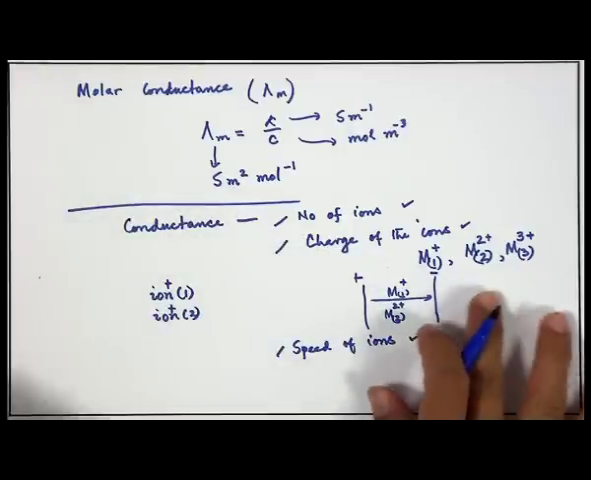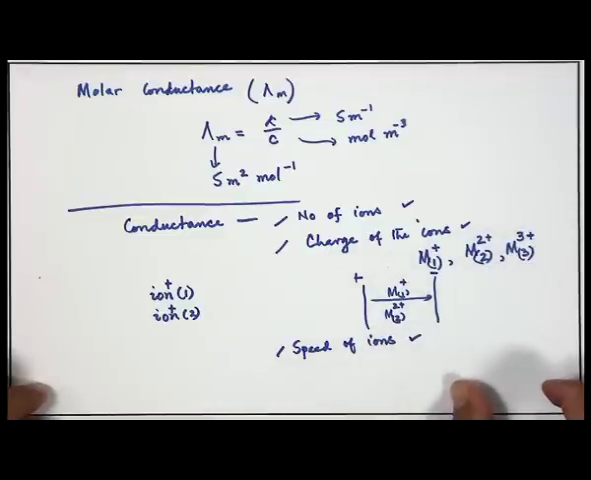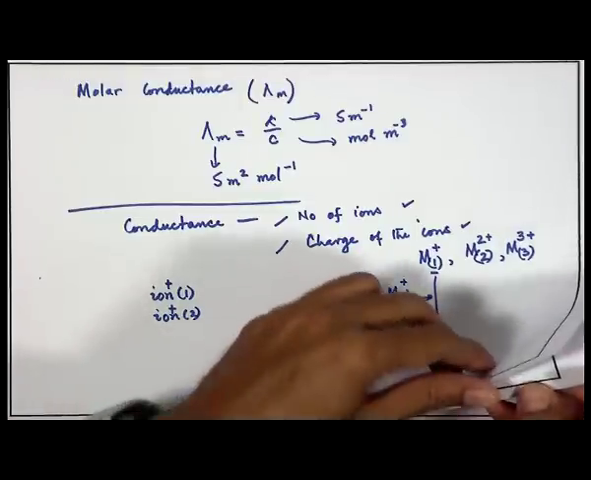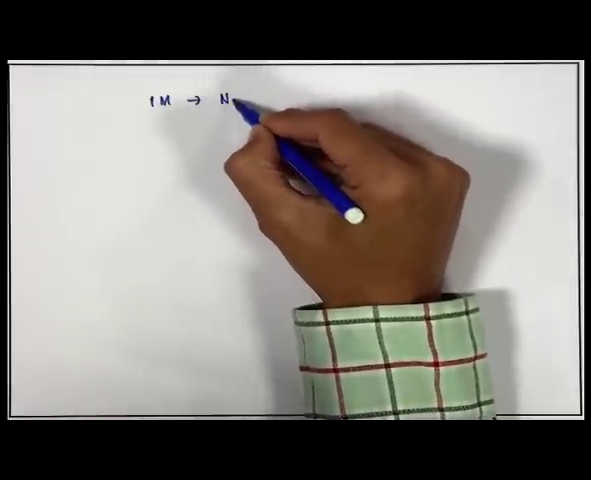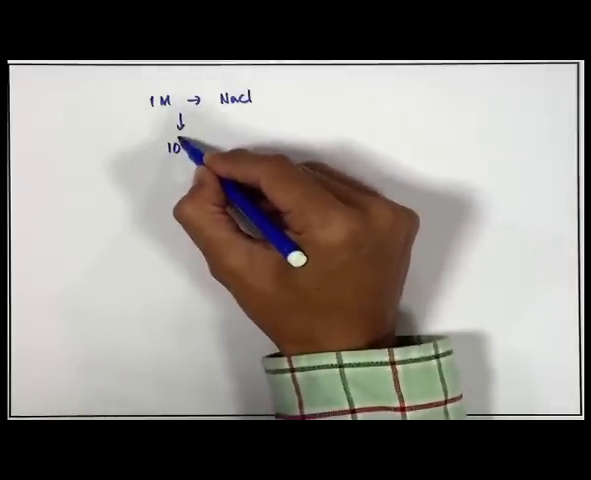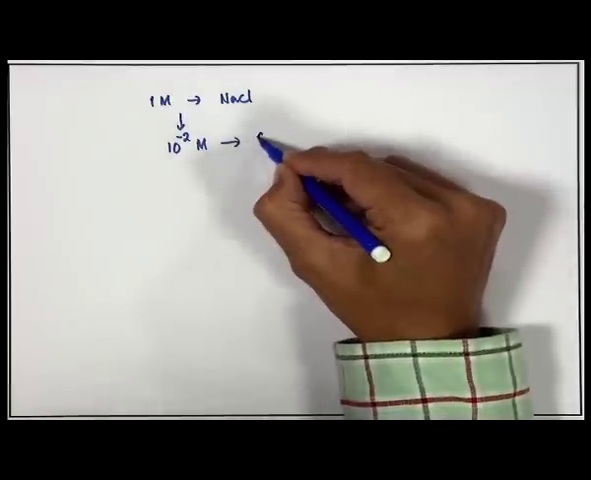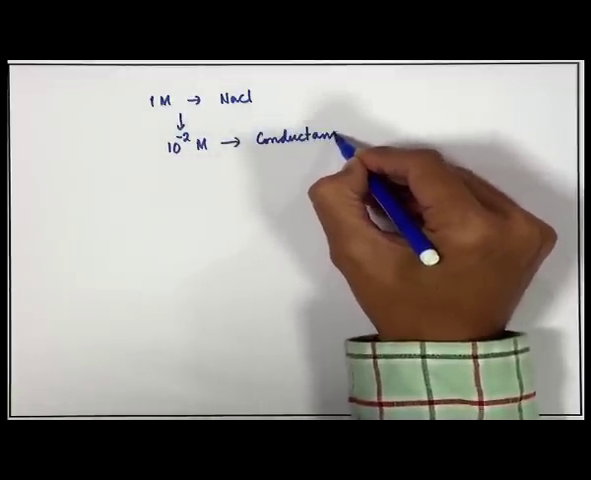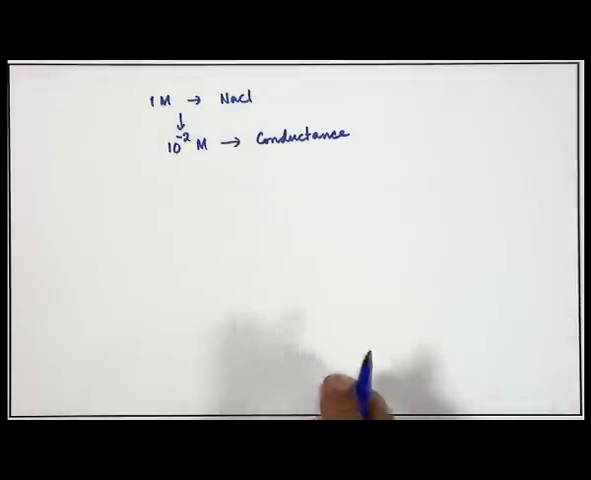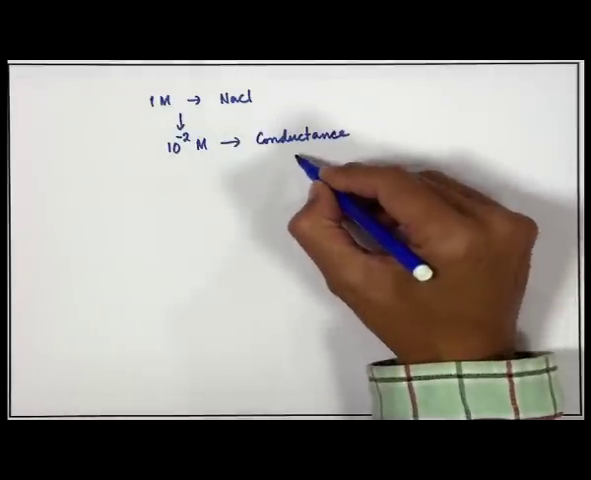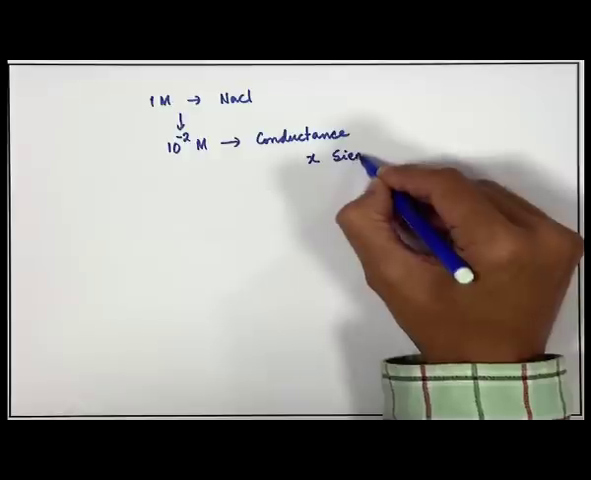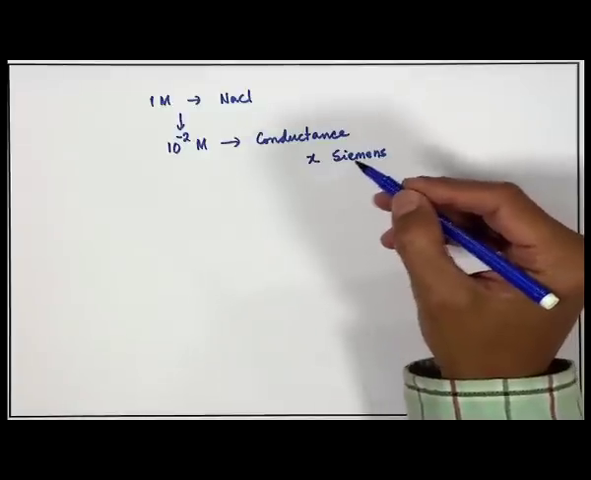So when a solution is diluted, what do you expect to have? Suppose you have, for example, a 1 molar NaCl solution. Suppose you dilute it to 10 to the power minus 2 molar and then measure its conductance. Some value you can expect with the help of your device, using the Wheatstone bridge principle. Say x is the measured conductance.